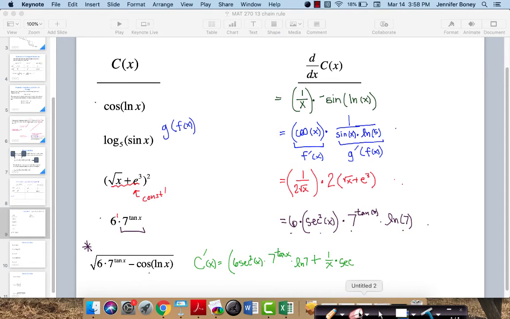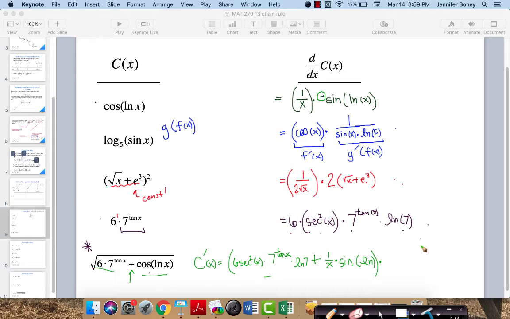Oops, not secant. Sine of natural log of x. So this is just copying down the derivative of this and the derivative of that we worked out earlier and subtracting them. But subtracting this one that's negative turns into a plus. And then all we've got is the derivative of a square root function left to take. Square root of x's derivative is 1 over 2 root x.